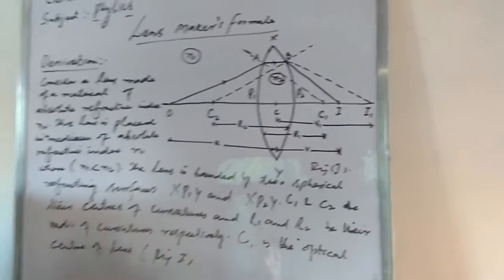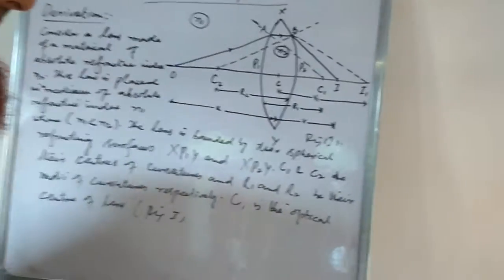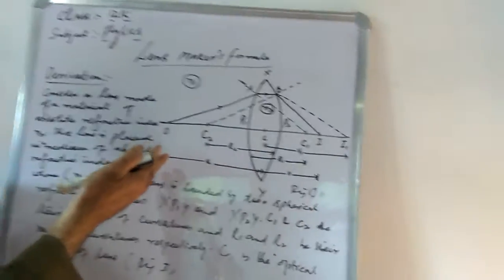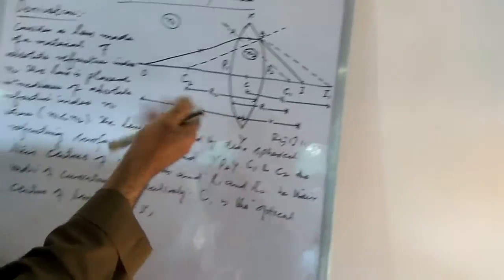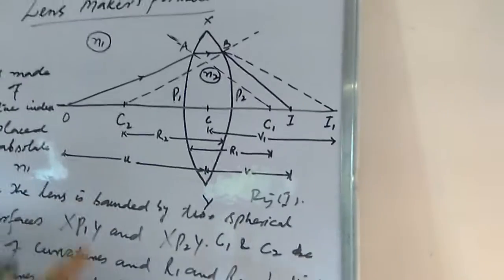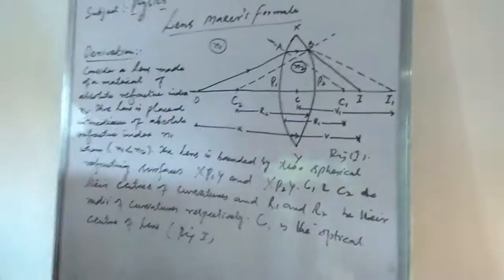Today we will see how the lens maker's formula for a convex lens is derived. In the previous class, we discussed that the lens maker's formula is a relation between focal length f, radii of curvature, and centers of curvature, along with the assumptions and the new sign convention. Today we will see the derivation.